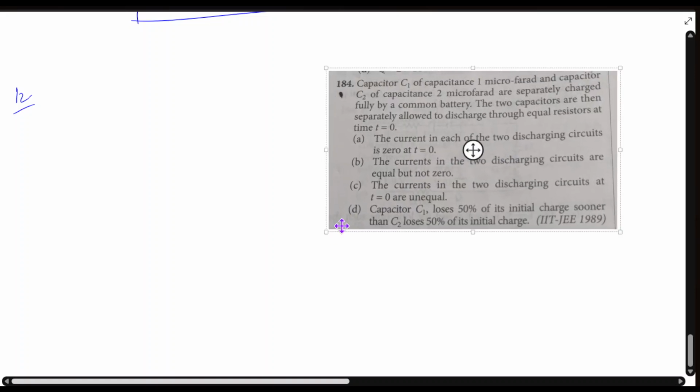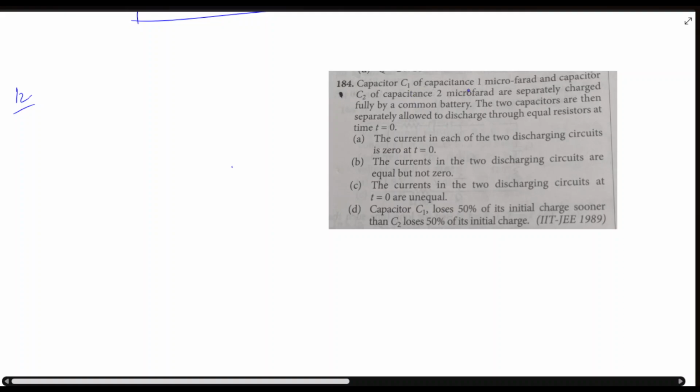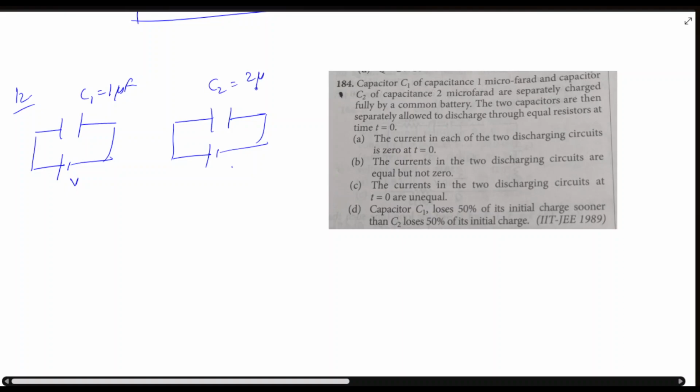Let's move on to our 12th question. So we have capacitors C1 and C2 separately charged by a common battery. Let's call this battery B. So this is C1, 1 microfarad, and we have another capacitor C2. This is 2 microfarad. Both are charged with V potential.